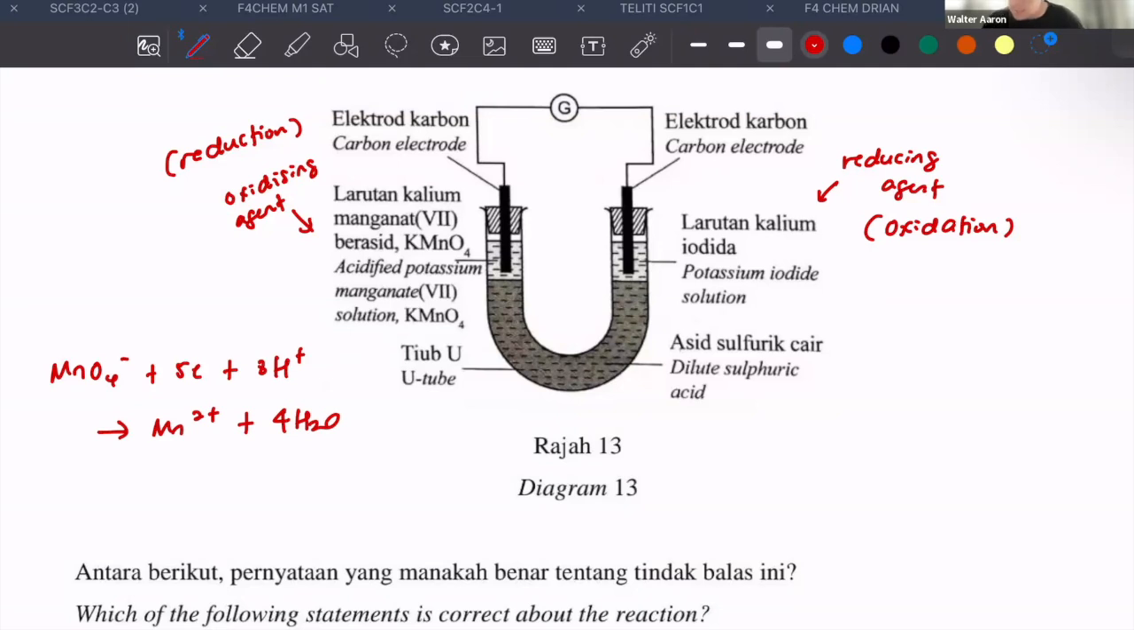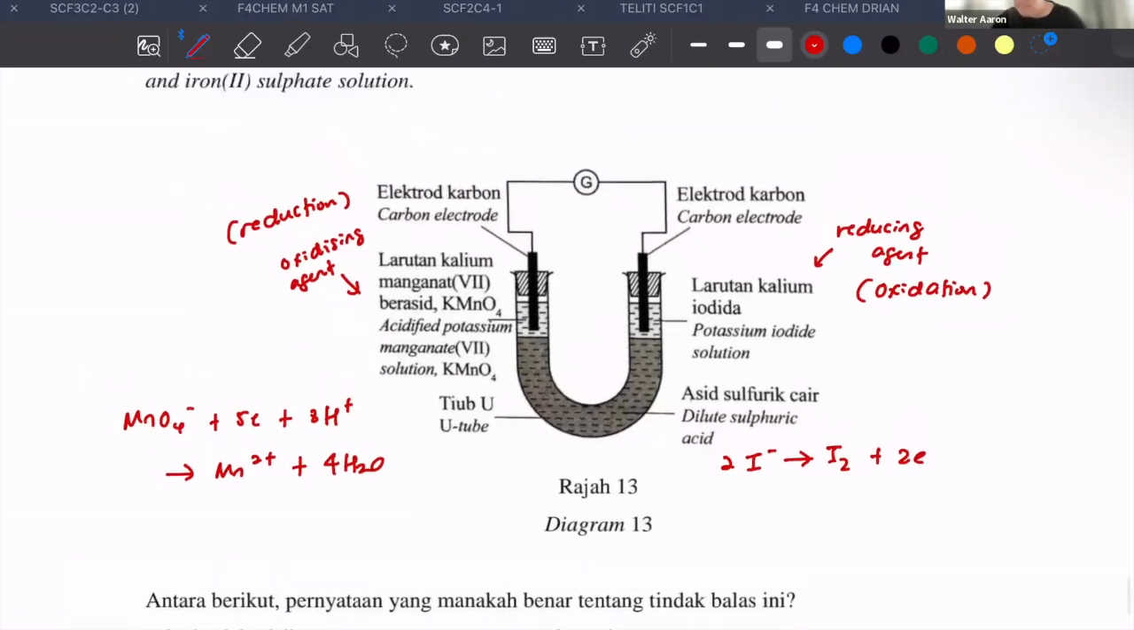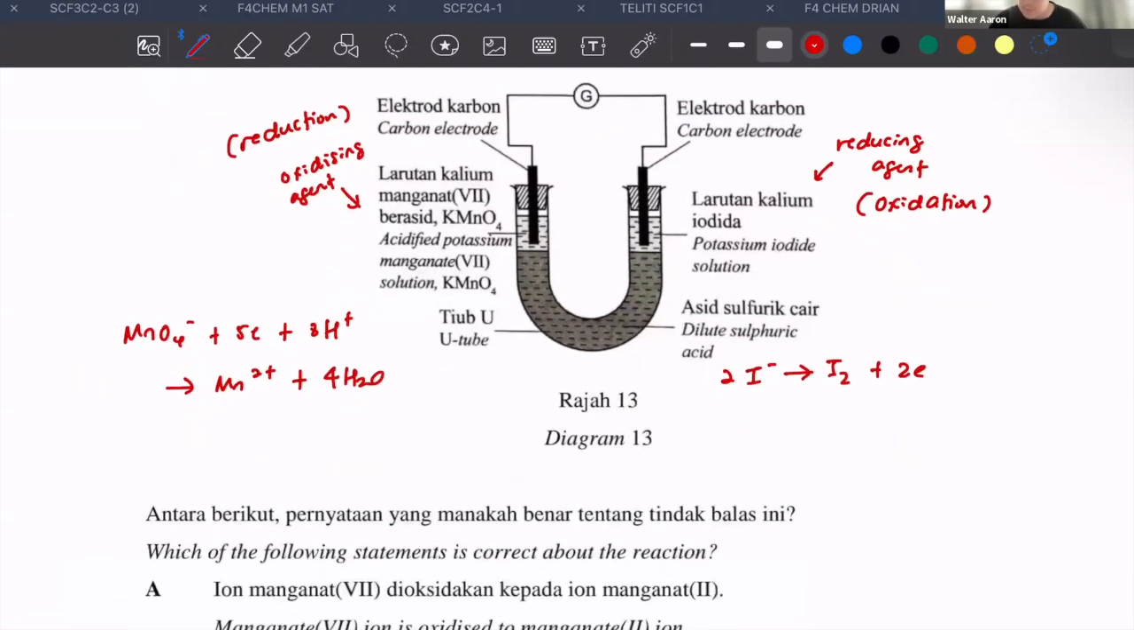And then on the right side, what happens is that iodide itself will be oxidized by releasing electrons to form molecular iodine. So these are the equations that you'll be able to see. So what happens is that the solution will turn from purple to colorless because potassium manganate 7 is purple, right? After it is reduced already, it becomes colorless because it's Mn2 plus. And then the iodide is supposed to be colorless. And then iodine turns brown.